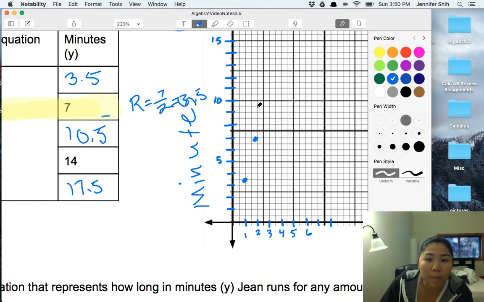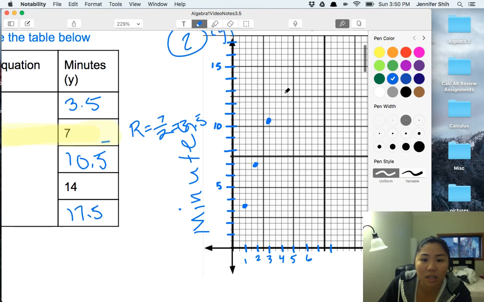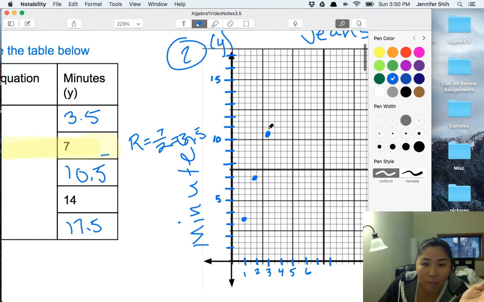And again, I'm going to go up 3.5 to 10.5, and I'm going to go over 1 unit. Each unit on my x-axis, I marked as 2 boxes. That's how I scaled it. For the 4th lap, you're going to go up to 14, which is right here. And for my 5th lap, it's 17.5. So if this is 17, my 0.5 is right here.